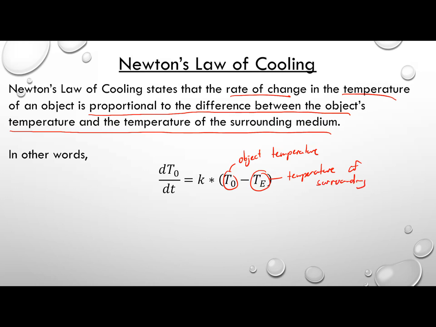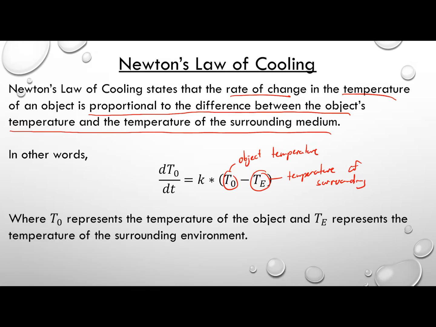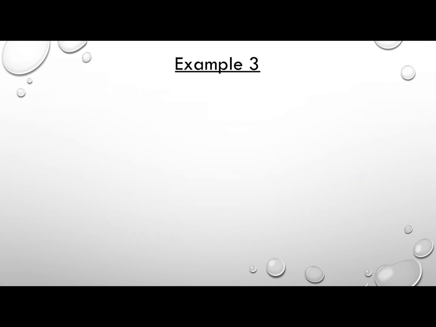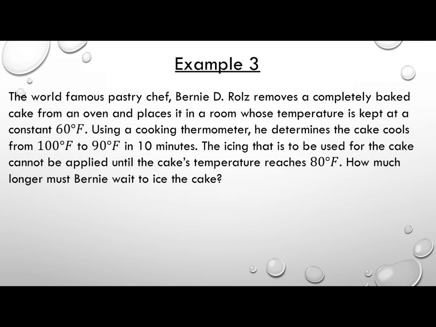So hopefully you got the same thing. You might not have used the exact same variables, but that's what they mean by the difference. Difference is just subtraction, difference between the object's temperature and the surrounding medium. So now we're going to be using this equation for this next problem here. Oh, I forgot that I wrote it on here. All right, so example 3.